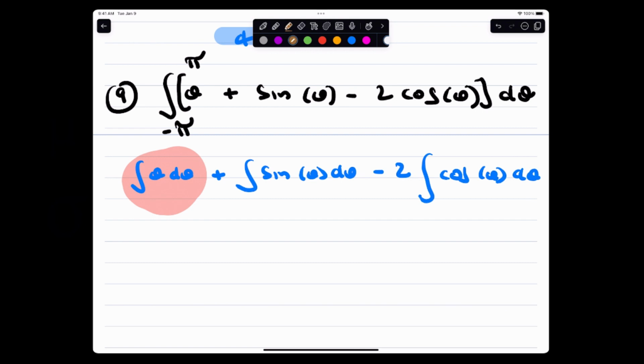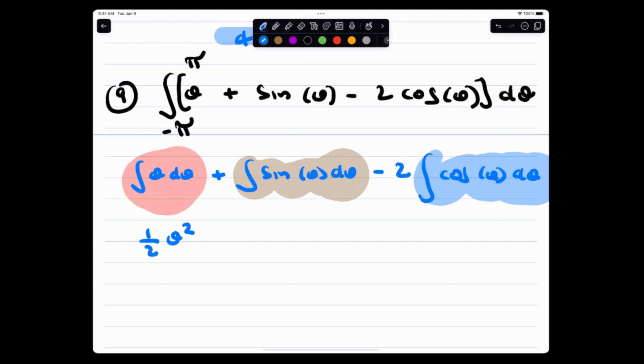This shows up a lot. What are all those antiderivatives? What's the antiderivative of theta? Isn't that 1/2 theta squared? What's the antiderivative of sine? What do you remember? Negative cosine. What's the antiderivative of cosine?